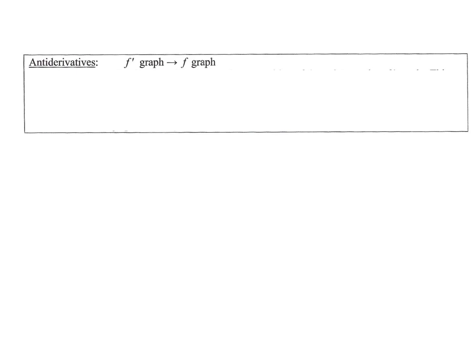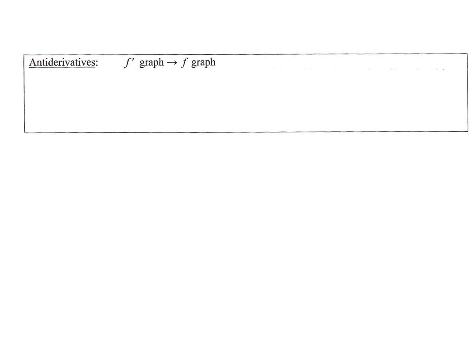So the information we talked about regarding degree, now instead of it going down by 1, it's going to go up by 1. So the shape of the first derivative graph is going to give us information about what the function itself is going to look like.